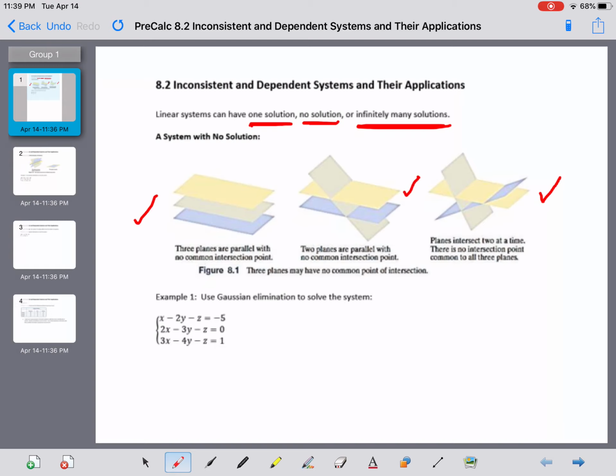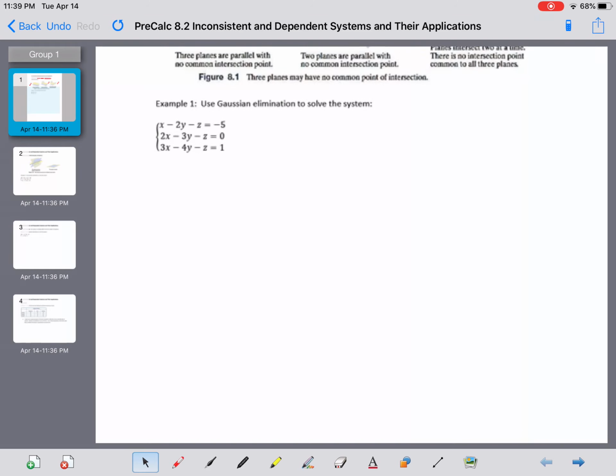So visually we can see that, but now let's see what it does mathematically so we know if we have no solution or not. So we're going to do this first example. Trying to slide my page up a little bit so I have more room. And we're going to use Gaussian elimination to see if this has one solution, no solution, or infinitely many solutions.